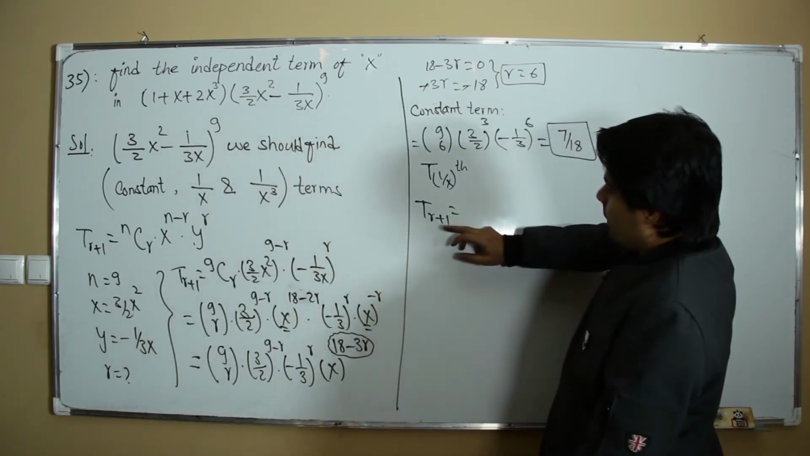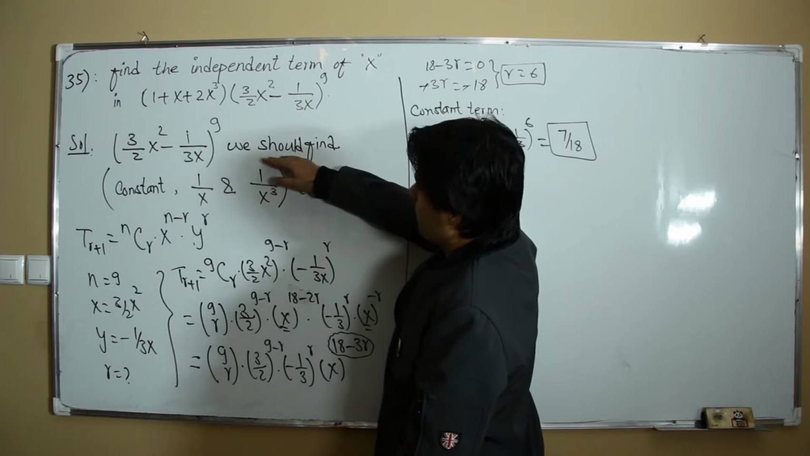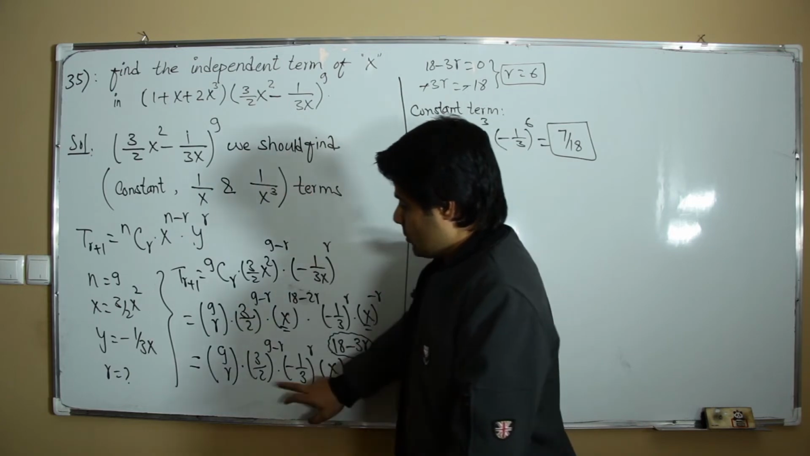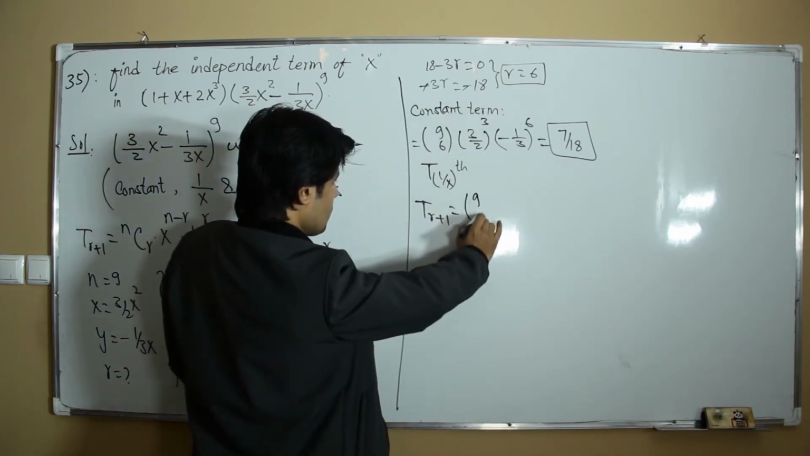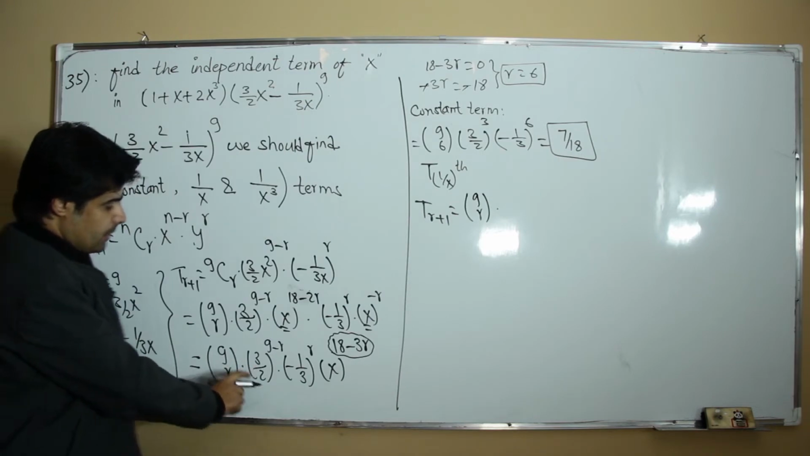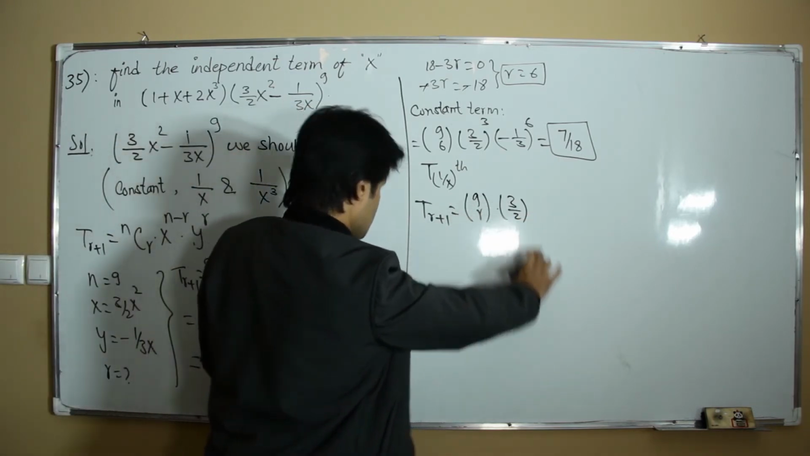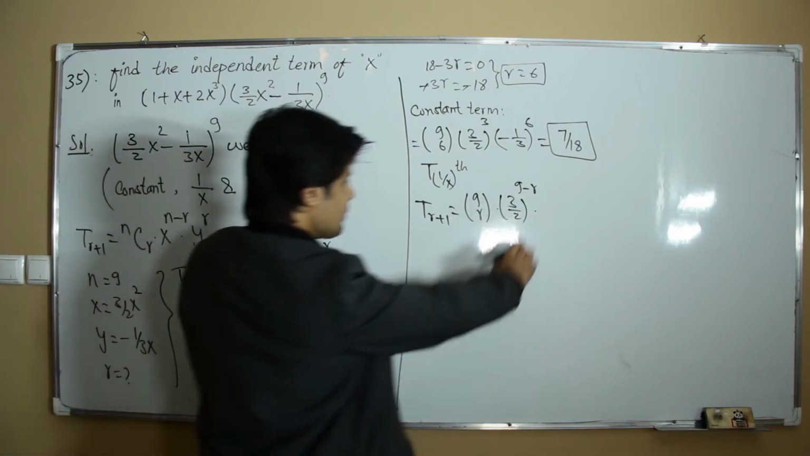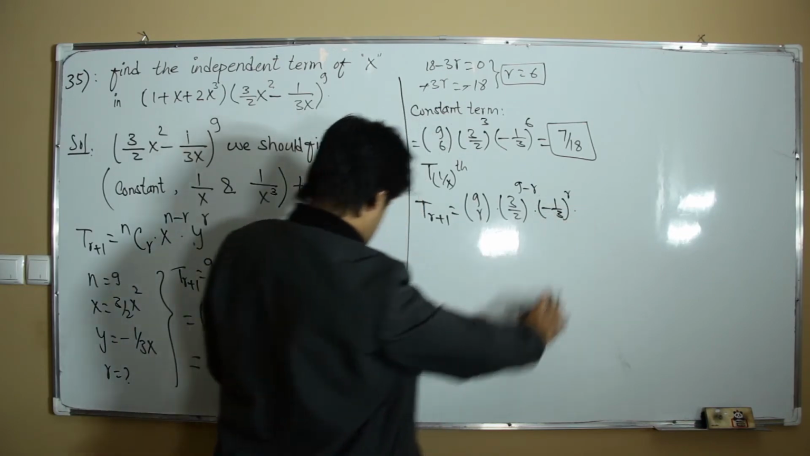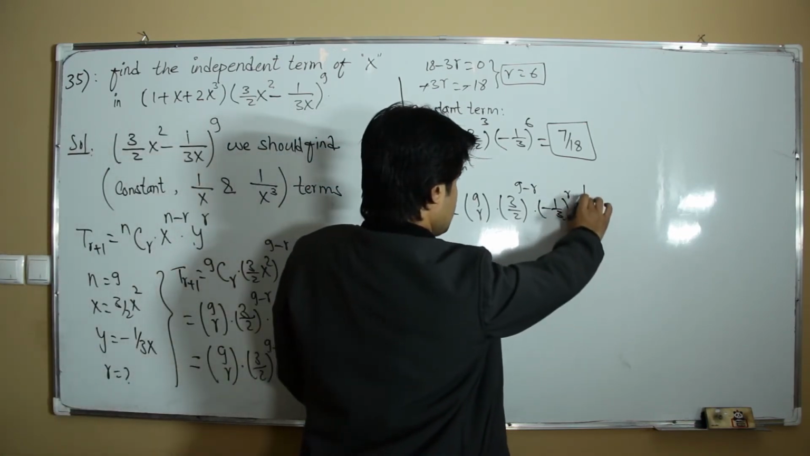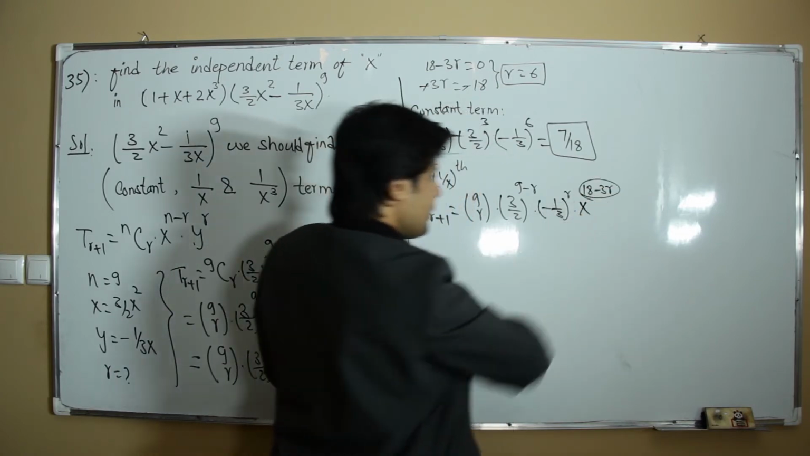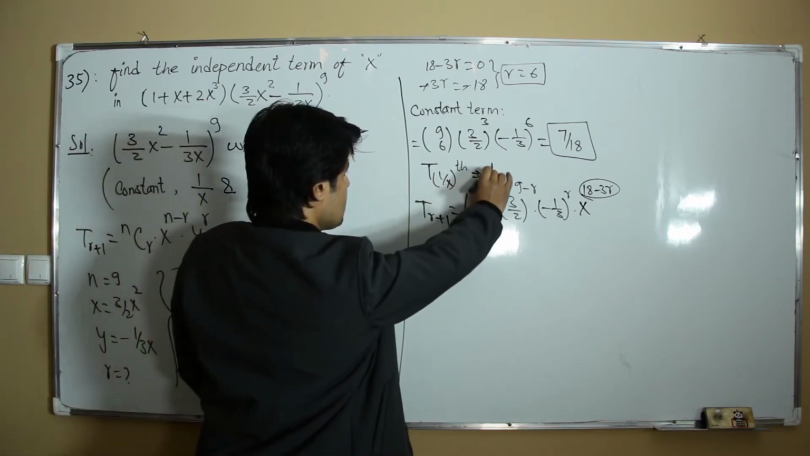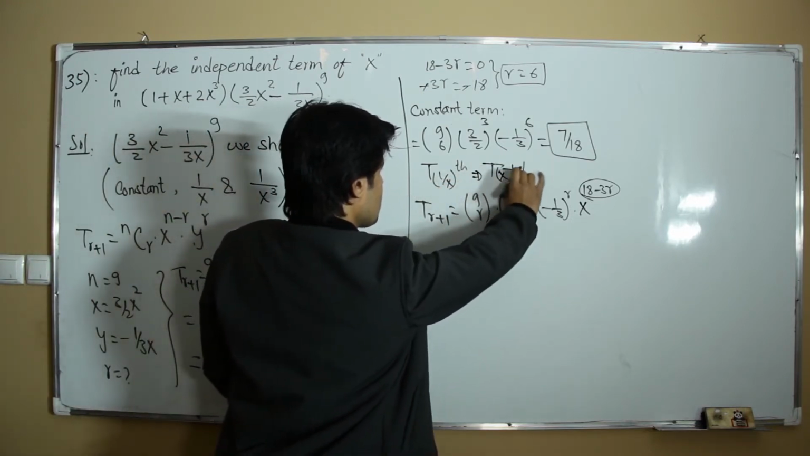So I will write this one. If you put every term in here, this is the general formula for every term in this expansion. So 9 c r, 3 by 2, 9 minus r, minus 1 divided by 3 to the r. This is our x. X is 18 minus 3r. This one should be 1 divided by x. I mean t x to the power minus 1 term.